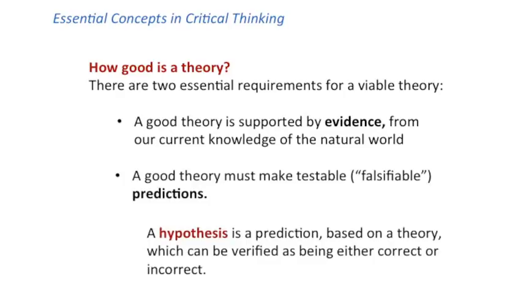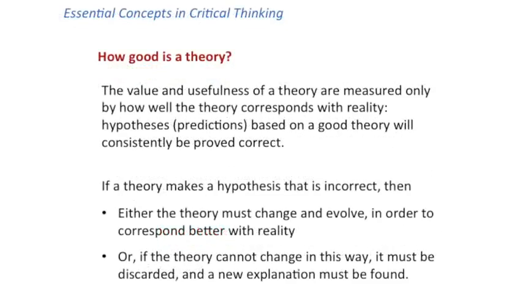Secondly, a valid theory must make predictions that can be tested against reality. That is, testable predictions which can be checked and shown to be true, verified, or falsified. A prediction based on the theory is called a hypothesis. The ultimate real test of how good a theory is lies in the hypotheses or predictions that it can make. A good theory will make testable predictions that will consistently be shown to be correct. The more correct predictions that are made by a theory, the more credible it is, and the more likely it is that the explanation that it offers is the correct one.